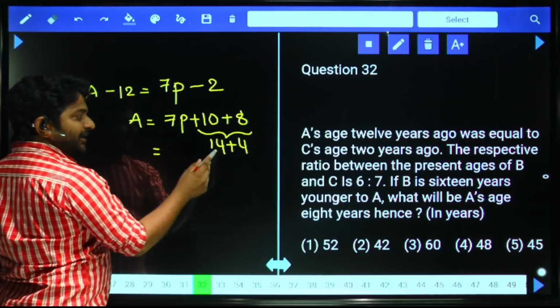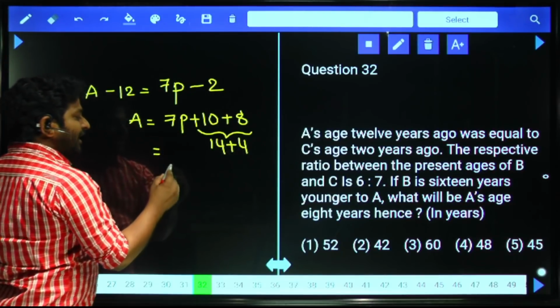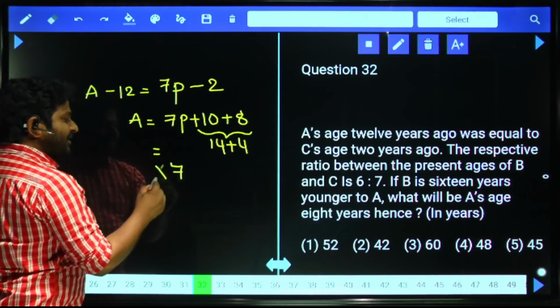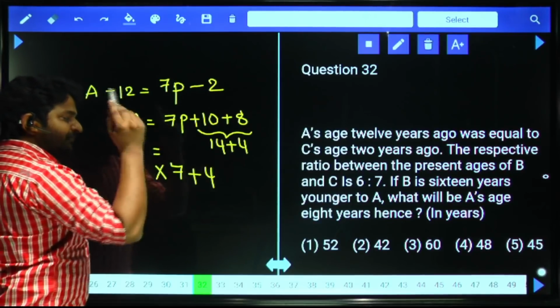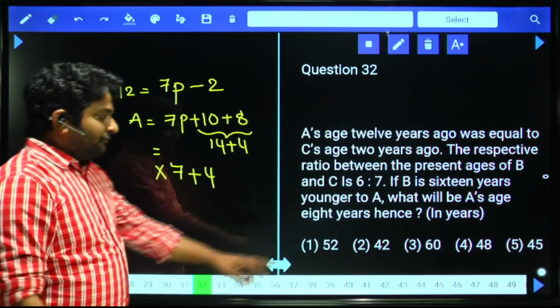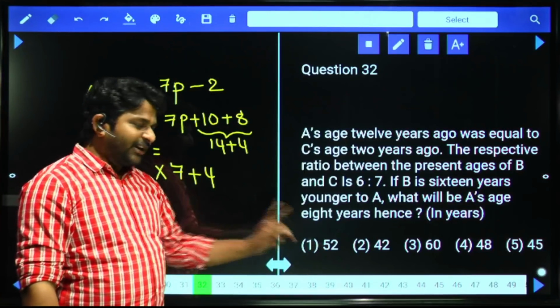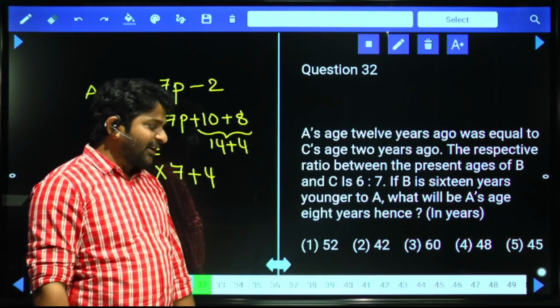ఇది 7 మల్టిపుల్, ఇది కూడా 7 మల్టిపుల్, ఎక్స్ట్రాగా 4 ఉంది. అంటే యువర్ ఆన్సర్ మస్ట్ బి 7 మల్టిపుల్ ప్లస్ 4 ఫార్మాట్. 4 తీసేస్తే 48. 48 అనేది 7 మల్టిపుల్ కాదు. దిస్ ఇస్ నాట్ డైరెక్ట్ ఆన్సర్.